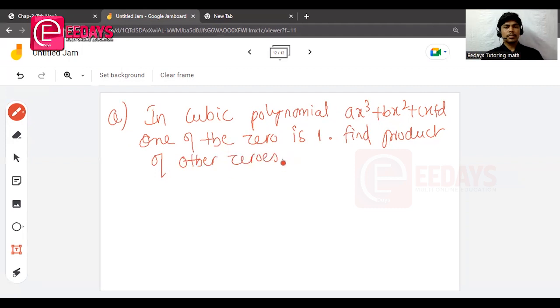How to do this? Observe carefully the sum. Try to understand the question. If one zero is given in a cubic polynomial, how many zeros are there? Three zeros. What are the three zeros? Alpha, beta, gamma. And I already gave one zero. You just find the other zeros. How to find other zeros? Think about it.